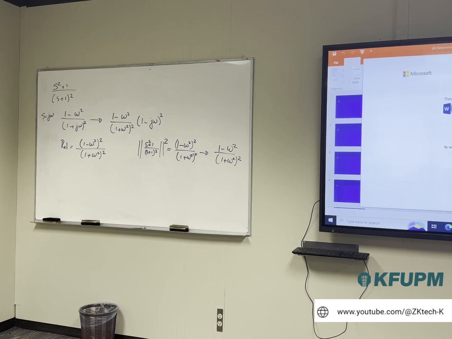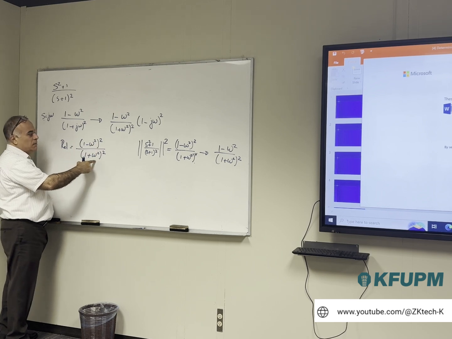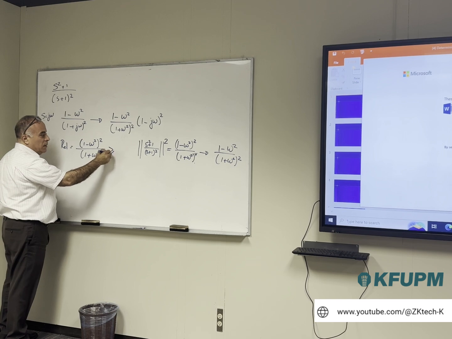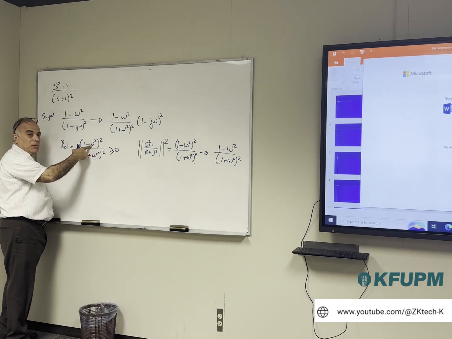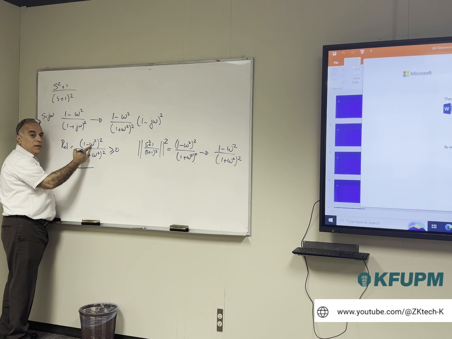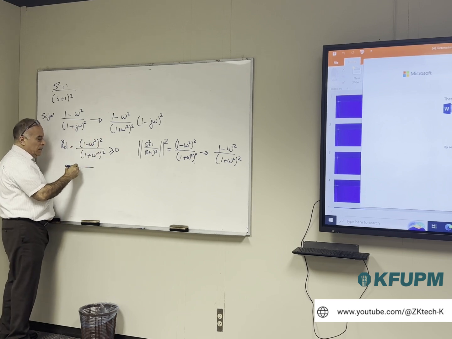So the question is to compare the real part to the amplitude. So we have the real part equal to 1 minus omega squared divided by 1 plus omega squared, which is always positive and equal to 0 at omega equal to 1, right? So the function is like this. When omega starts very small, omega equal to 0, the limit of this is the ratio of the numerator to the denominator. So it will be 1.